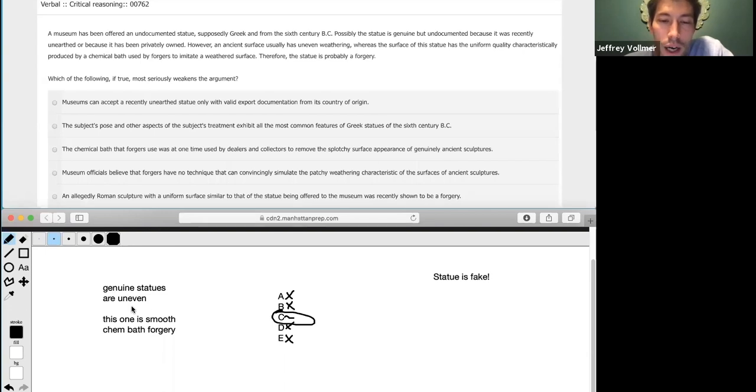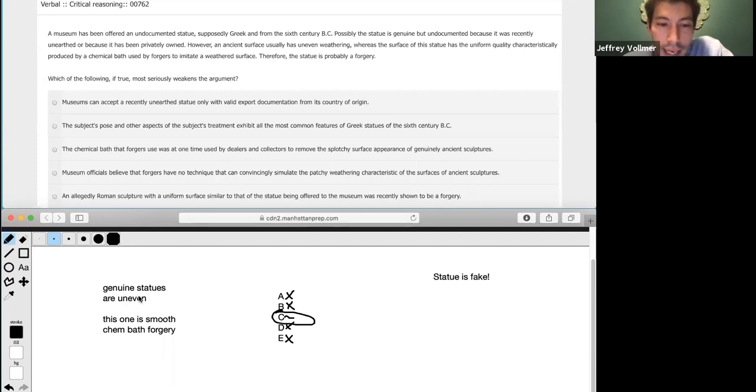Potentially, there are some examples that are smooth, that aren't fake. And so we need to come up with a reason for why this statue might be one of those, okay? And C is the only thing that gives us reason to believe that a smooth statue could be real, and therefore this smooth statue that the museum has been offered might be real or genuine.